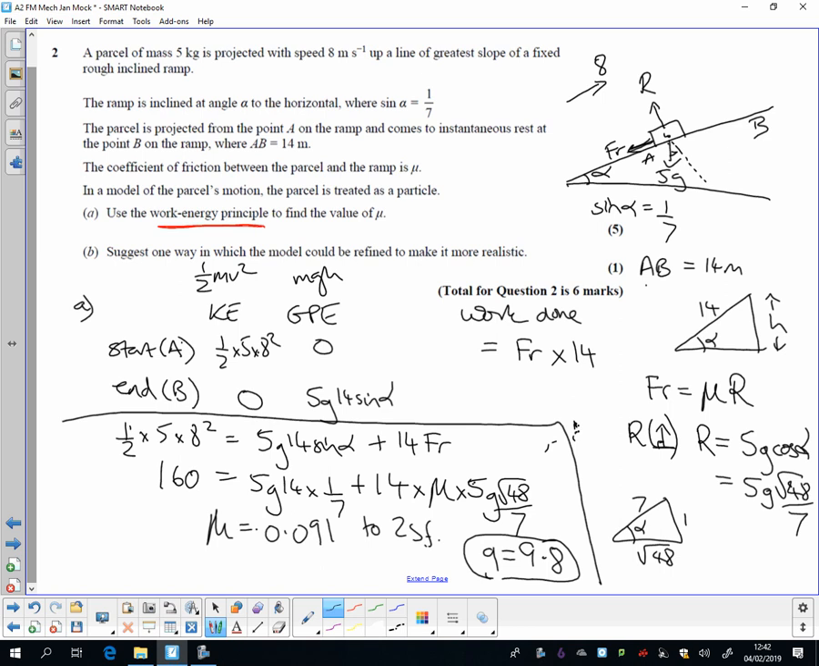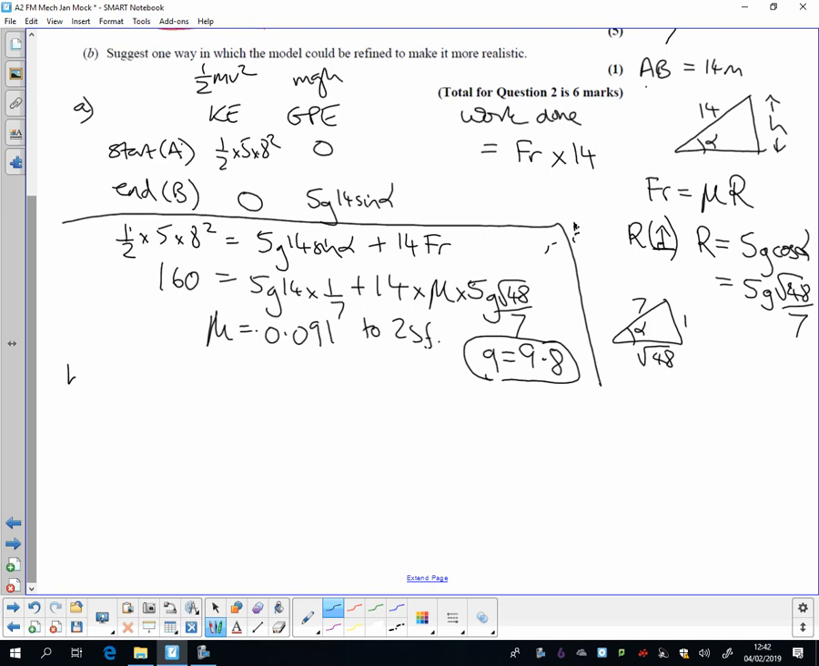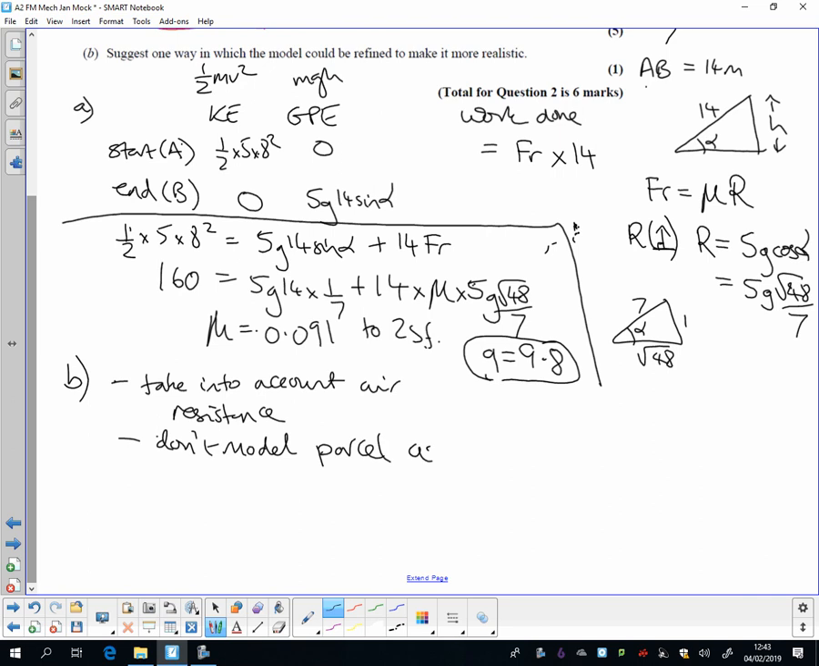Right, the second bit wants a way to improve the model to make it more realistic. There's one that you can always put, just think about your modelling assumptions, appropriate refinements. One suggested in the mark scheme: take into account air resistance, because we're not taking into any account of air resistance. They've also got don't model the parcel as a particle, so take into account its dimensions.